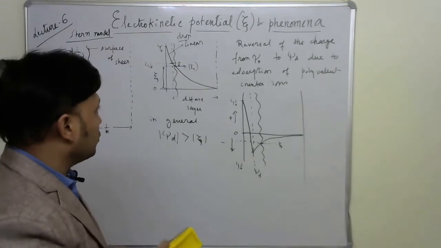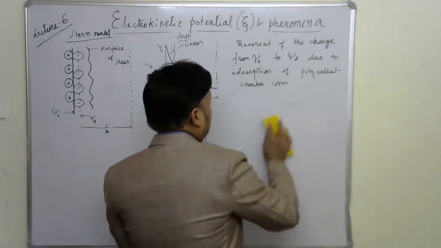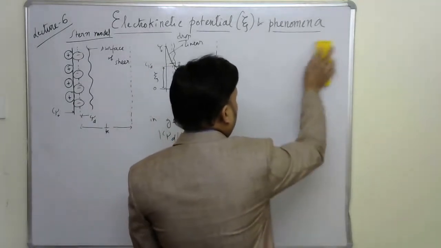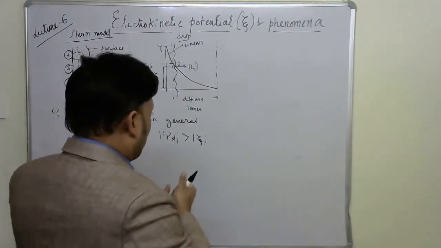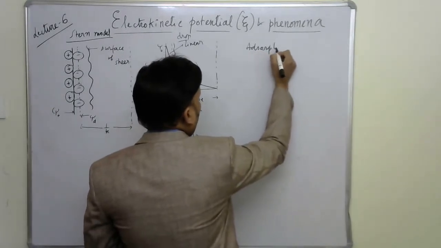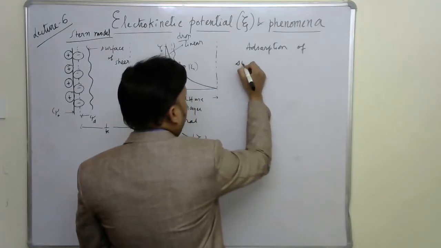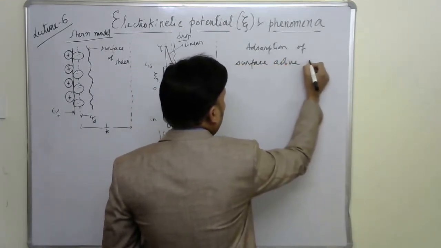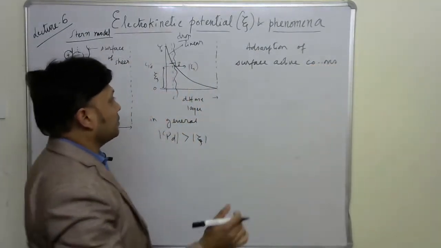Okay, and also we can think about the other extreme. The other extreme, apart from the reversal of charge, is the adsorption of some surface active coions. So this is a very rare phenomenon, but it happens sometimes.